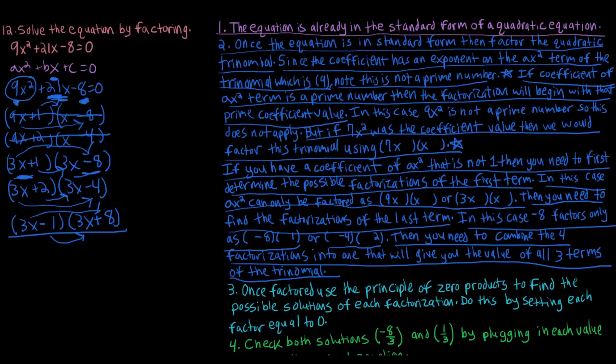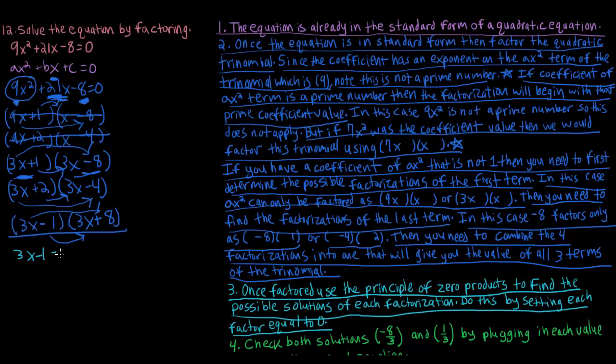Now for step 3, once factored, use the principle of zero products to find the possible solutions of each factorization. Do this by setting each factor equal to 0. So we can take each factorization, 3x minus 1, set it equal to 0, and then 3x plus 8, and also set that to 0.